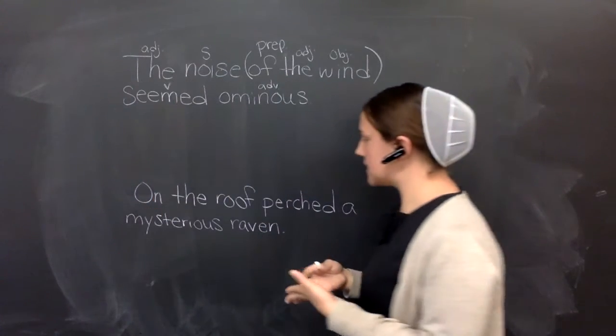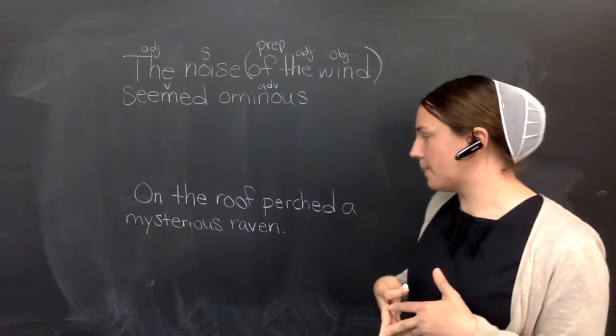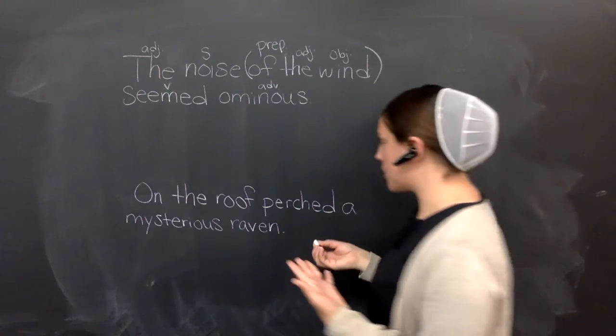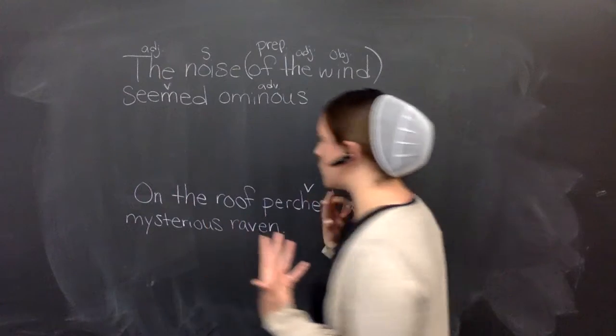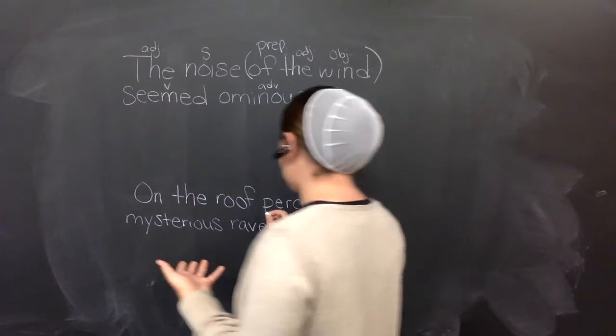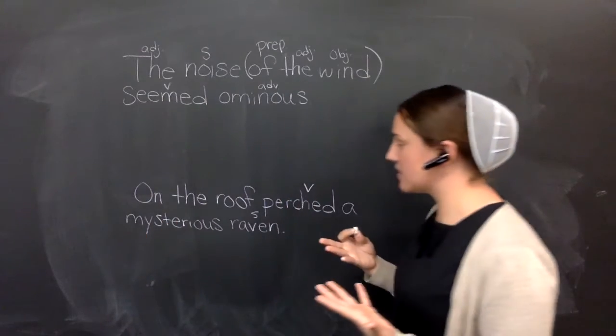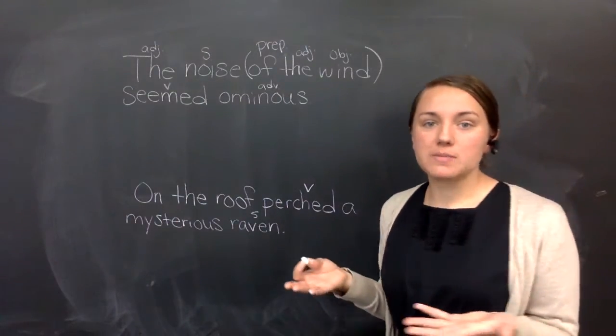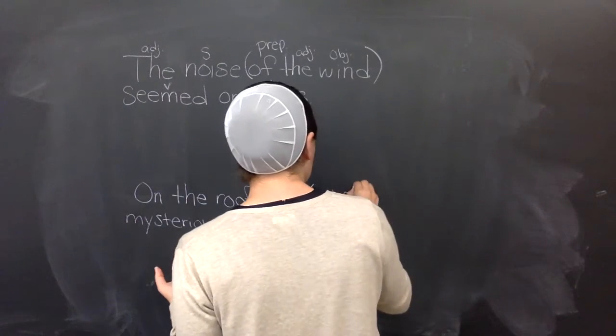Okay, let's look at this sentence. On the roof perched a mysterious raven. So what is our verb? Perched. Perched is the action. Who or what perched? Raven. Raven is our subject, even though it is at the end of the sentence. A mysterious are words describing raven, which makes them adjectives.